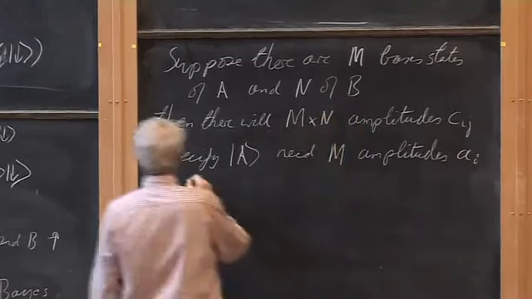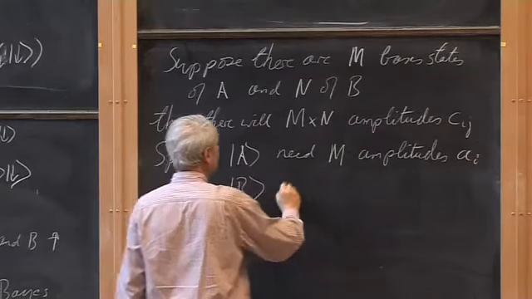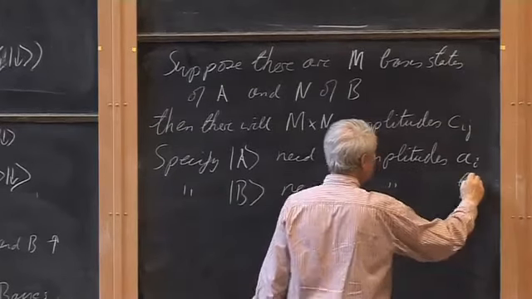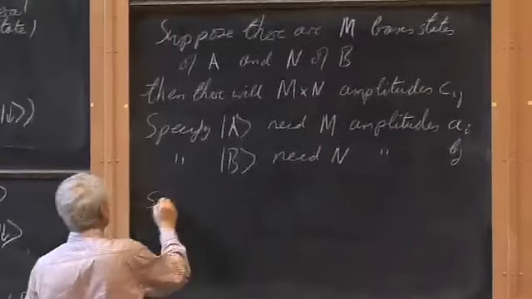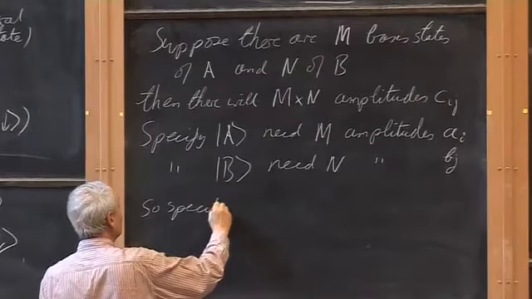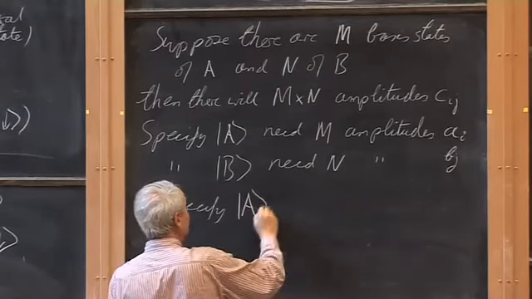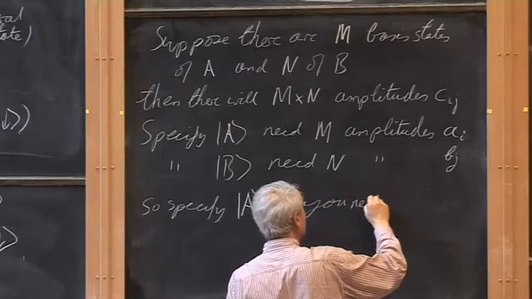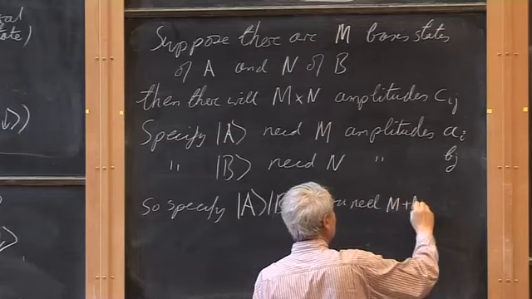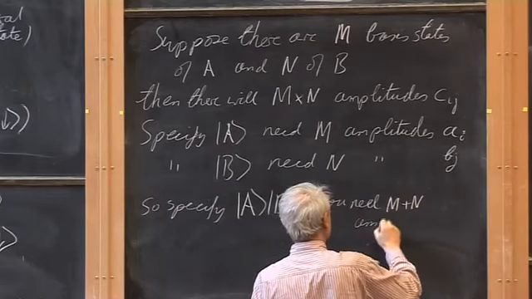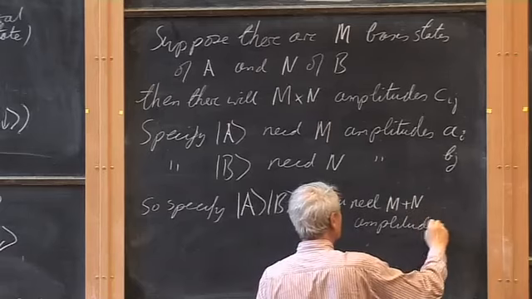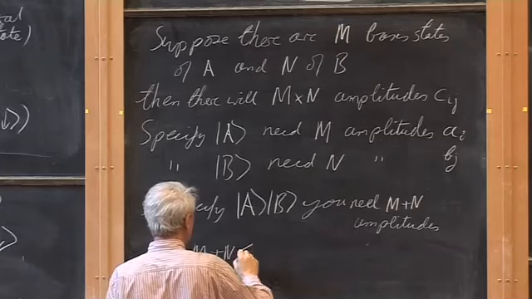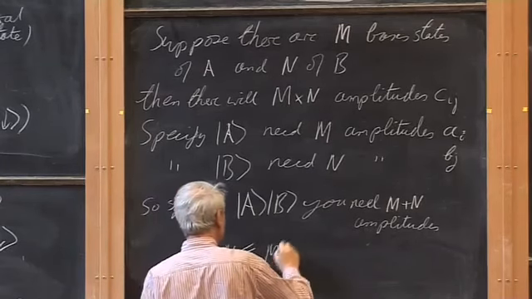Ai. And to specify B, you need n amplitudes Bj. So to specify a general state of the form AB, you need m plus n amplitudes. So m plus n is generally much less than mn.